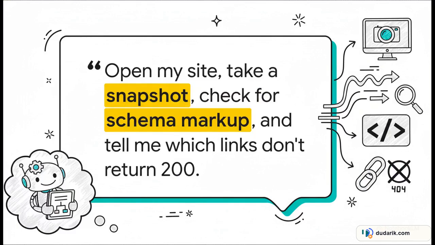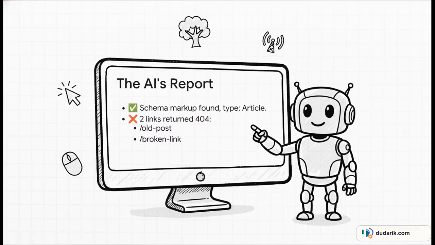Instead, they just gave this prompt to their AI. Just look at it. It's plain English. Open this URL, check for this thing, then go click all the links and tell me which ones are broken. It's exactly how you'd ask a junior dev to do it. And bam, here's what they got back.